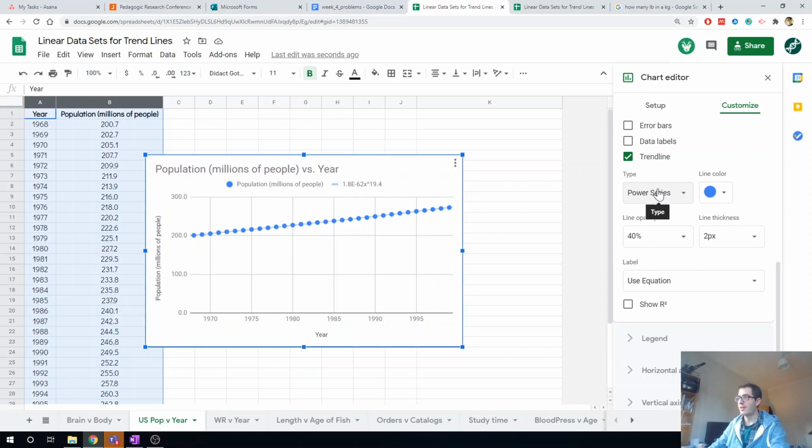In fact, let's try that. So that's going to be 1.8 times 10 to the minus 62 times 1870 to the power 19.4. Which actually estimates a value of 53 million. 54 rounding up, 53.6 million, which is a bit more sensible, right?